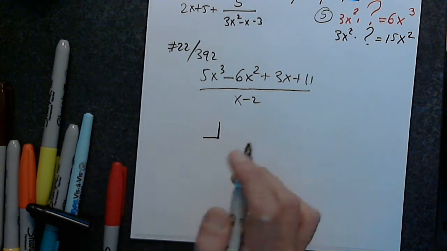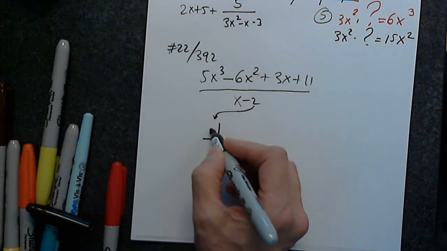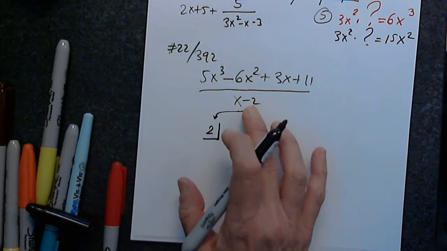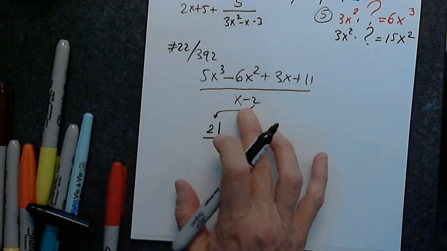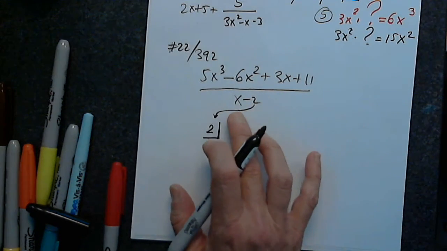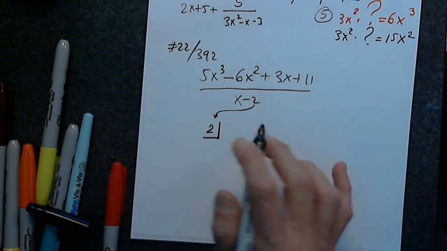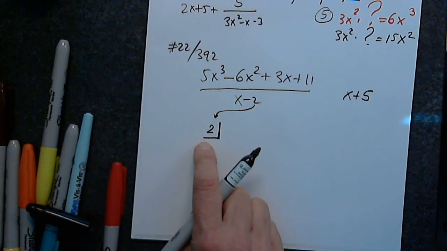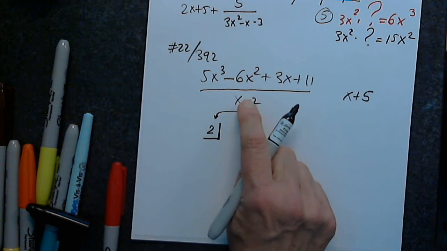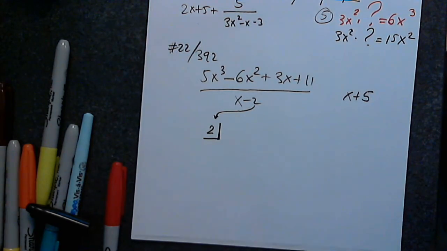In this little box, we have to put this number. If the divisor, which is in this case x minus 2, if the divisor is x plus 5, what do I have to put in the box? Negative 5. If I have x minus 2, I put 2.